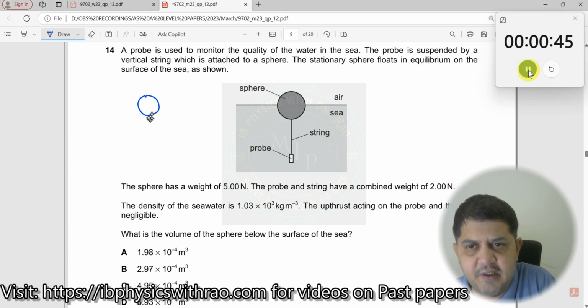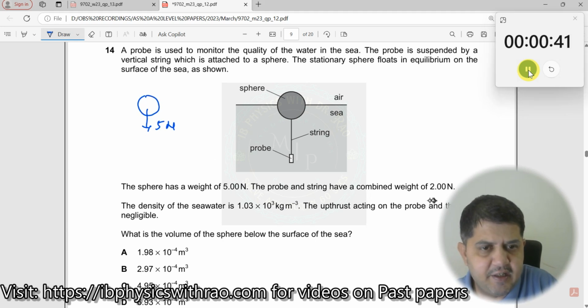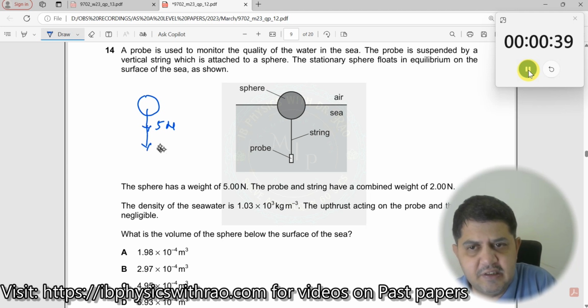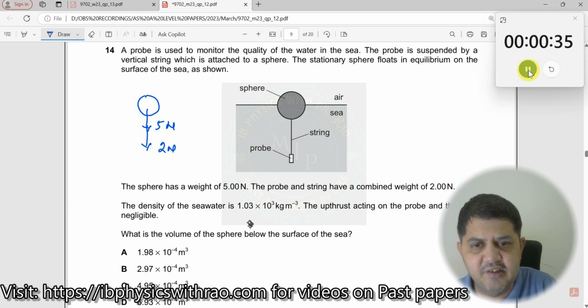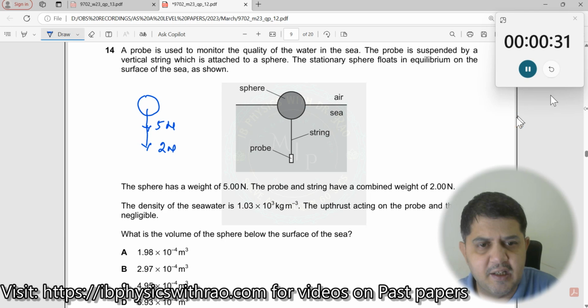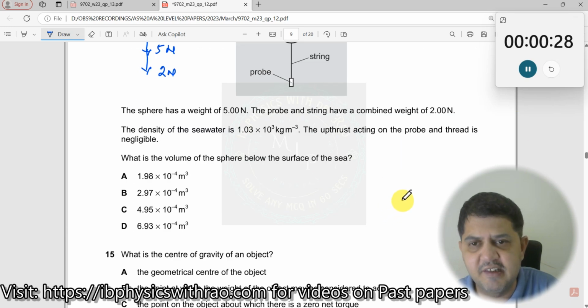So this is the sphere. It has a weight of 5 Newton. The probe and the combined string have a weight of 2 Newton. So whenever there is a force diagram, write the force diagram like this. And the density of the seawater is equal to 1.03 times 10 to the power 3 kg per meter cube. The upthrust acting on the probe and the thread is negligible.